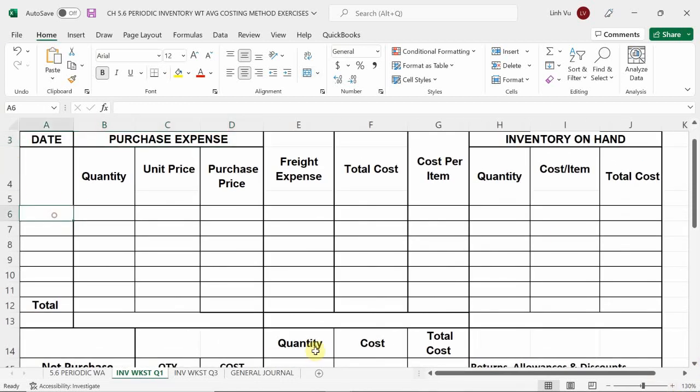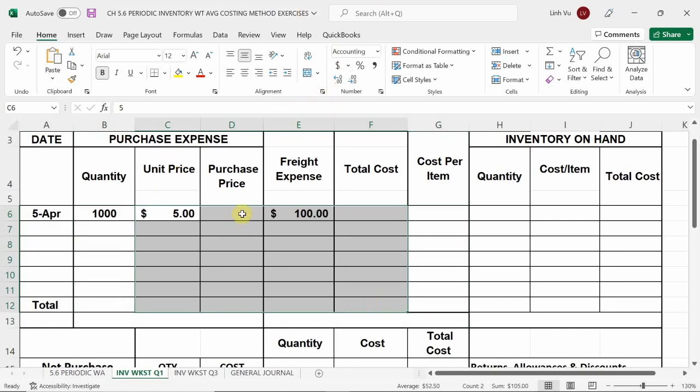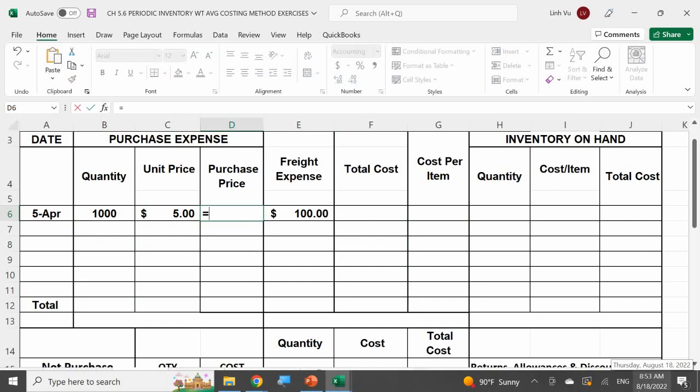Okay, so we got April 5th, 1,000 units at $5 each with a freight of $100. So in this case, what is my purchase price here? $5,100. That's your total cost. So purchase price is $5,000. Total cost is $5,100.